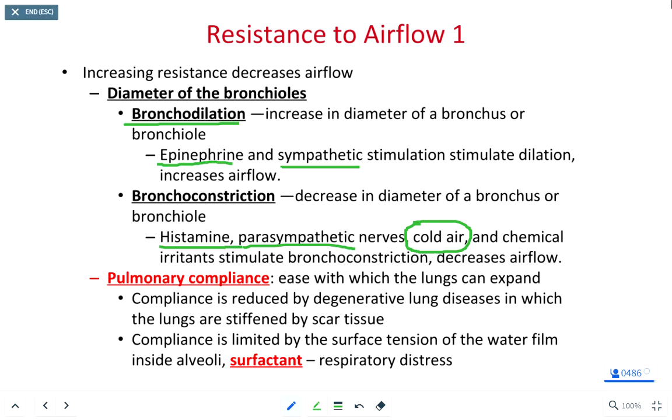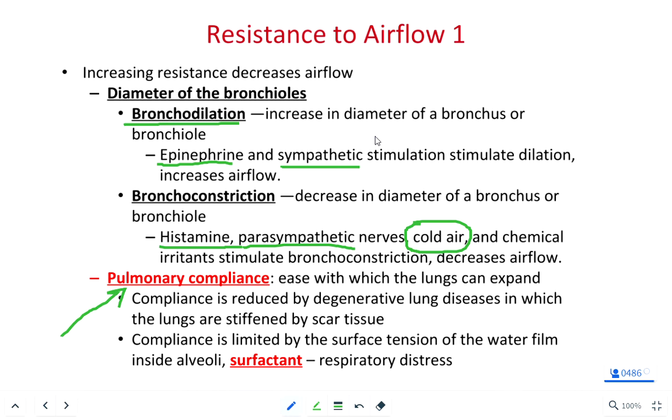Another way that we can increase resistance is by changing pulmonary compliance. Pulmonary compliance can be thought of as elasticity of the lung tissue. How stretchy is it? If it's really stretchy and has a lot of elastic recoil, we're going to have a lot of compliance, and it can expand and contract easily. Compliance goes down in a couple situations. We can have a disease state that will cause elastic tissue to be degraded. We could have a disease state that causes the buildup of scar tissue, which is not stretchy.